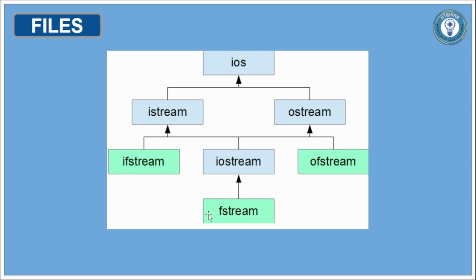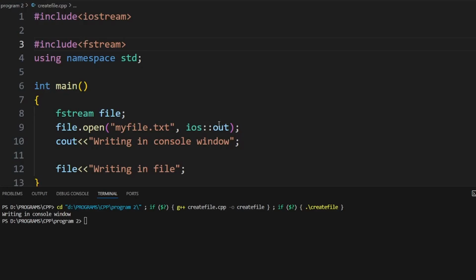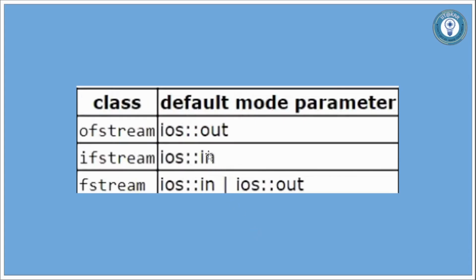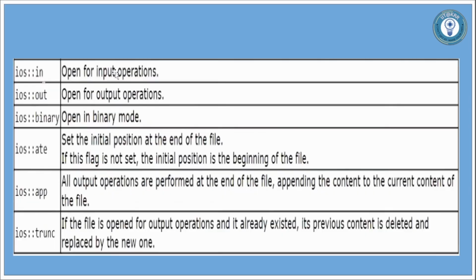Now at last we are having the class fstream. This class will inherit the behavior of ofstream, iostream and ifstream. By using this we can use ifstream and ofstream. Here in this program we are using ios::out, which is part of ofstream, and ios::in is part of the ifstream class. We are using the fstream class, so we can use both in and out.